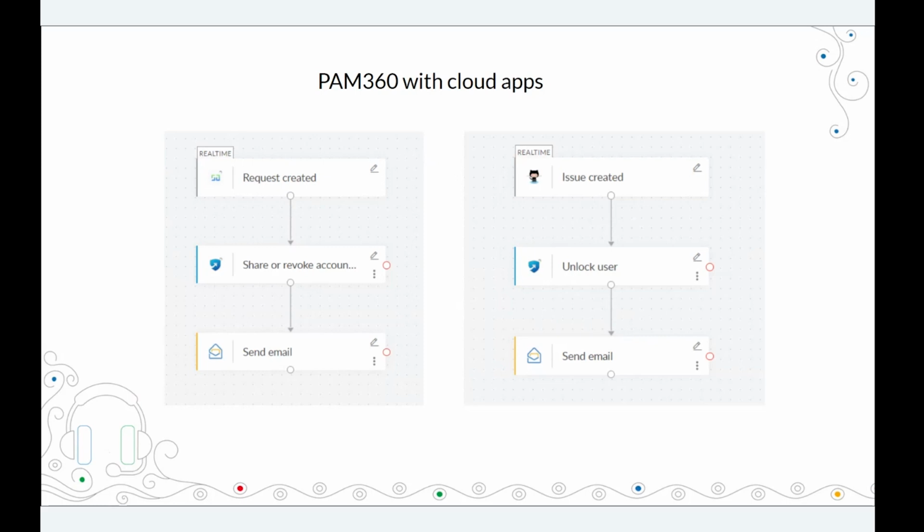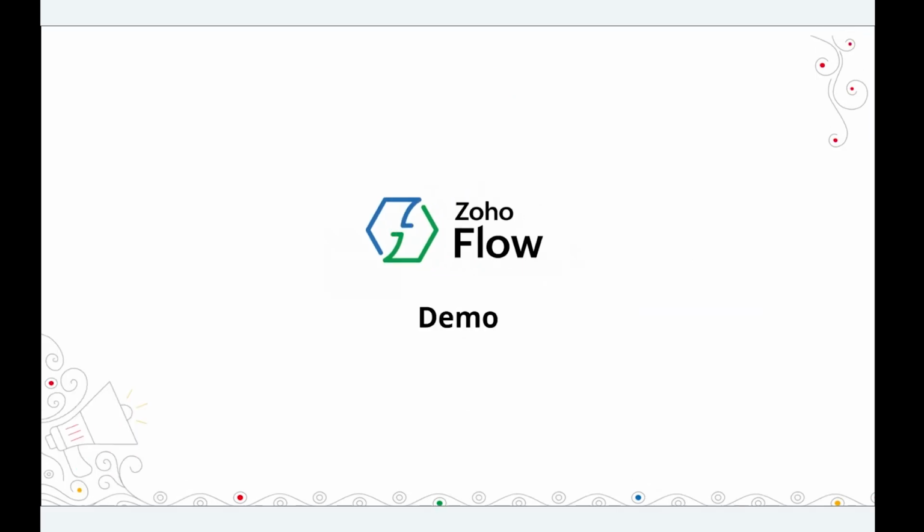And the next is when an issue is created in GitHub, an unlock user action is used in PAM360 where the user is unlocked. So once the user is unlocked, an email is sent from Zoho Mail stating that your account has been unlocked. So this is the second use case. Let's move forward.